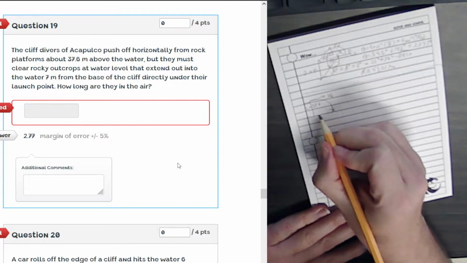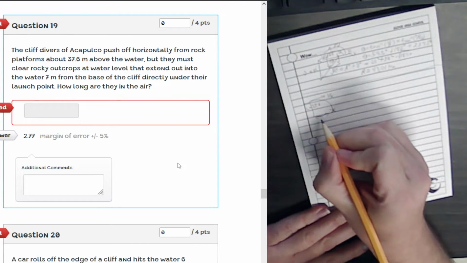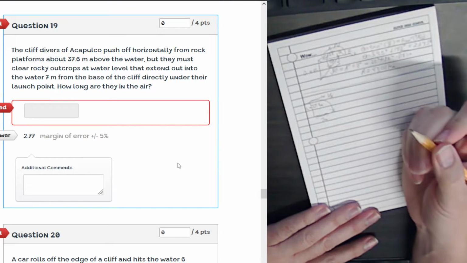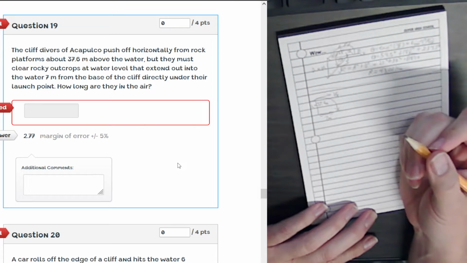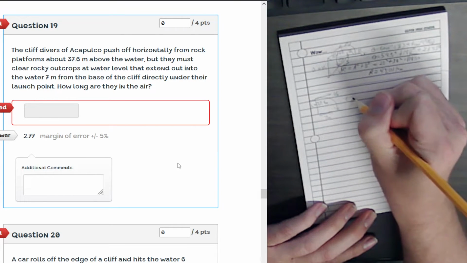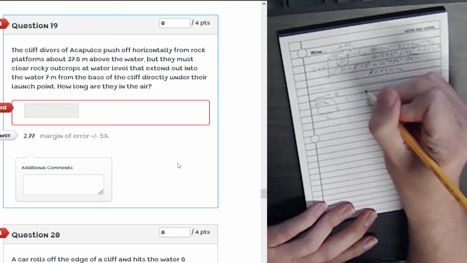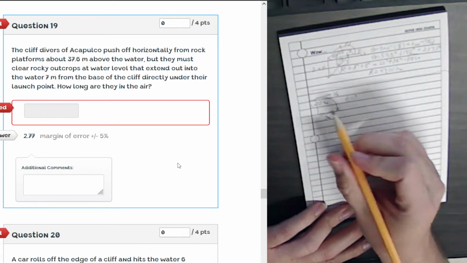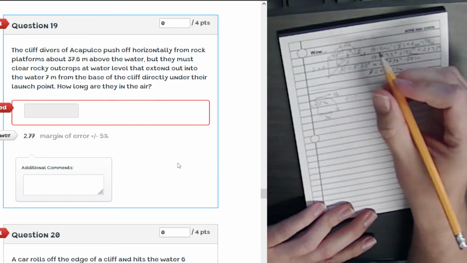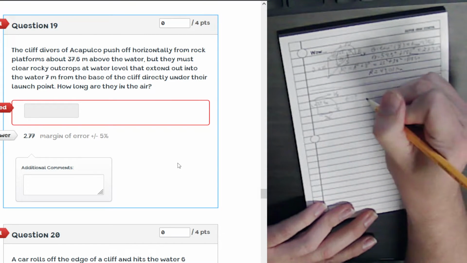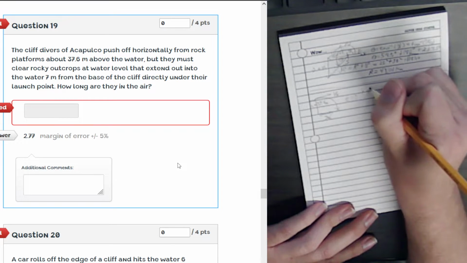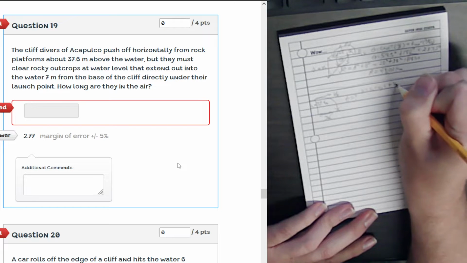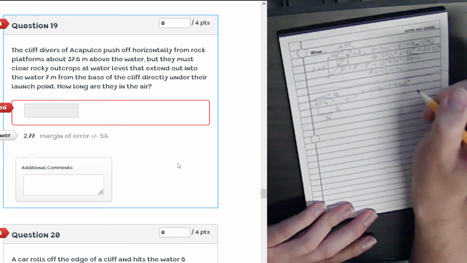And the distance is not a very good picture because it says the distance is only 7 meters. Okay, so we want to figure out how long they are in the air. Well, that's time. Based on the stuff it gives you, we don't need this at all to find time. We just need the vertical stuff. And so we can use the second kinematic equation. That's y equals y naught plus v naught y t plus 1/2 a_y t squared.